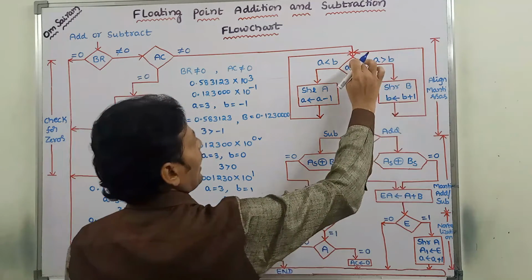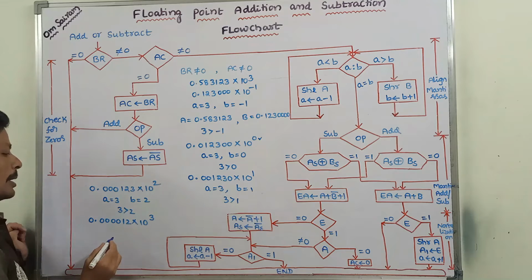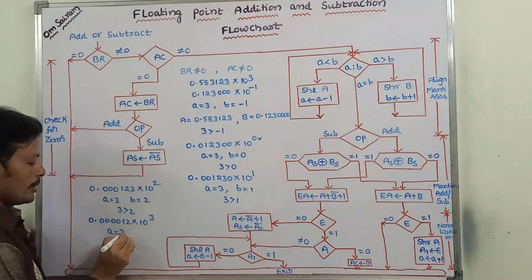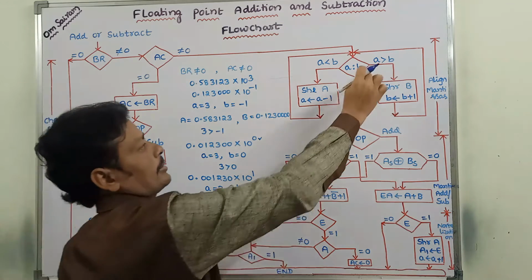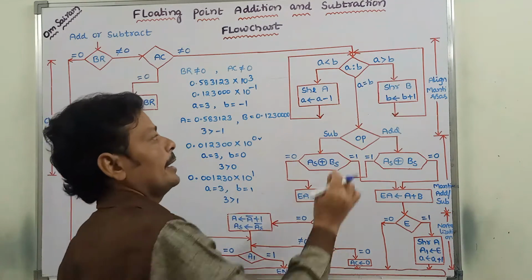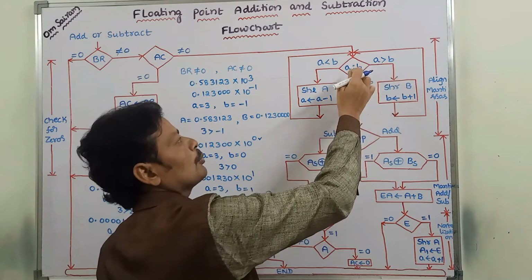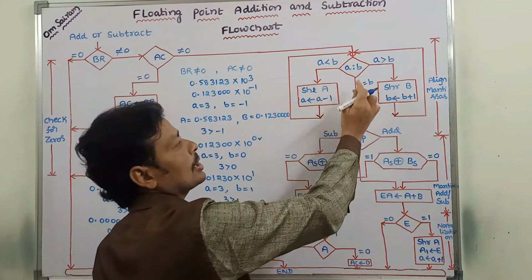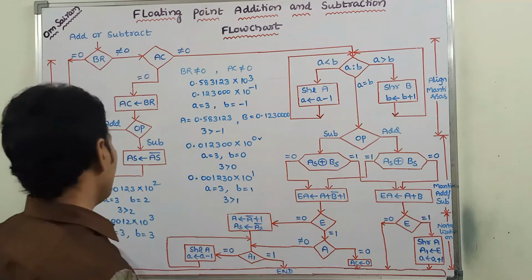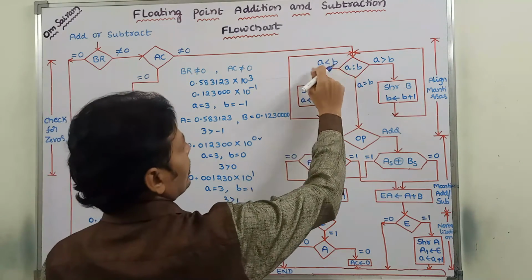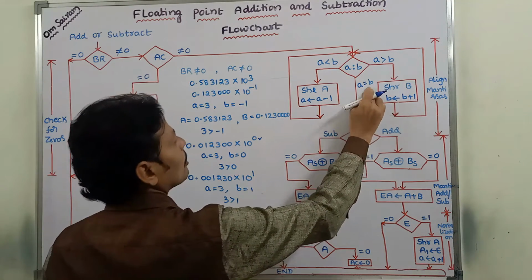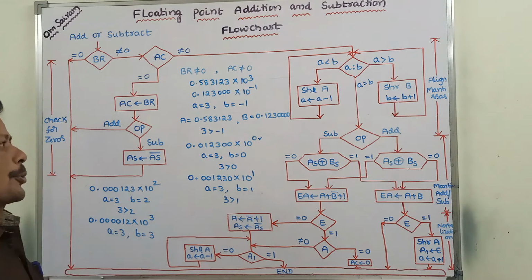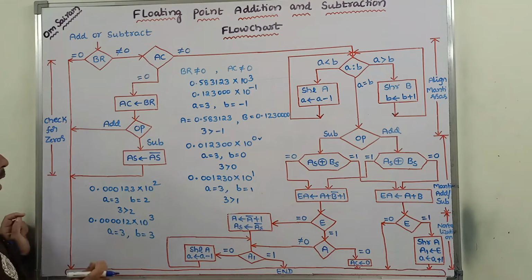Again, we are checking the exponents of two floating point numbers. So here a value is 3 and b value is 3. So 3 greater than 3, condition false. Whenever this condition fails, then we have to check either this condition or this condition. So 3 less than 3, this condition also failed. Next, we have to check this condition, 3 equal to 3. Condition true. So now both exponents are equal.